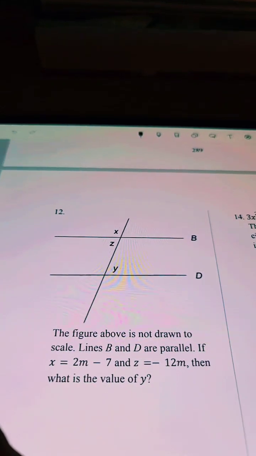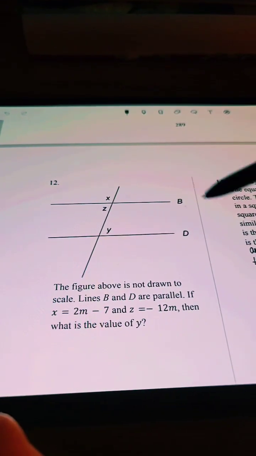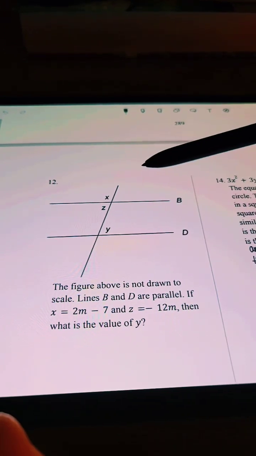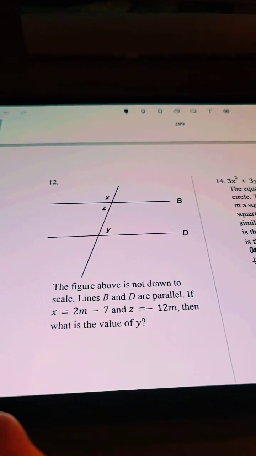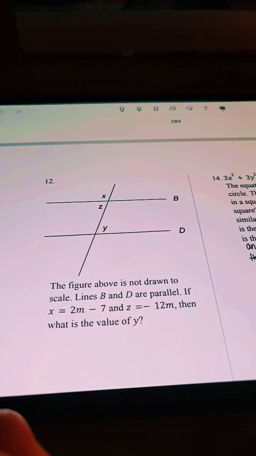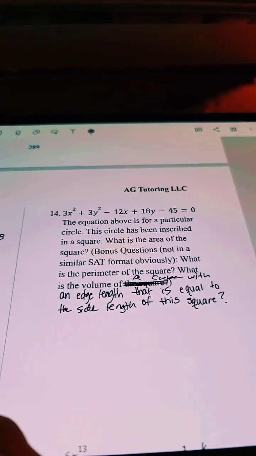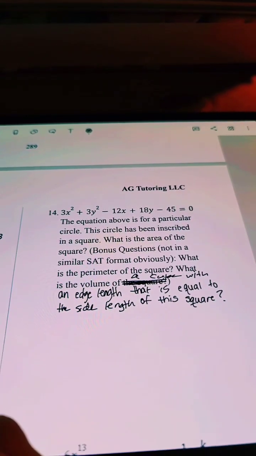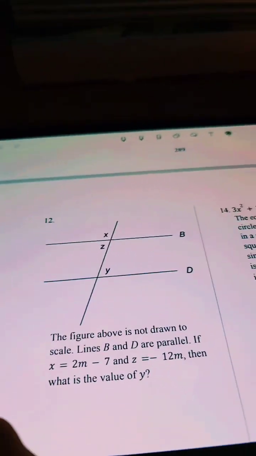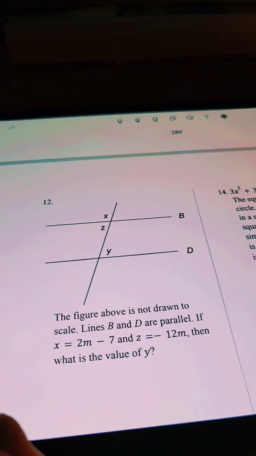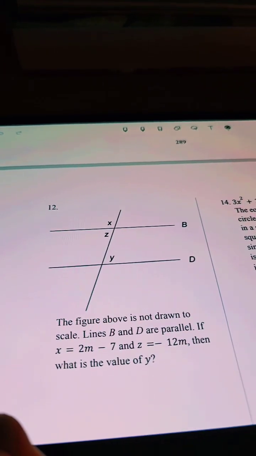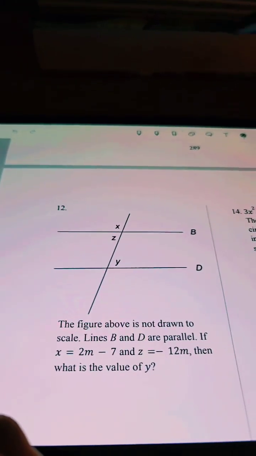Okay, so let's go to number 12. We have this figure with these parallel lines right here. The SAT is not typically that easy. You're going to see some other problems. For instance, for number 14, we have to know how to complete the square. So there are more advanced things, but you do get some freebies thrown at you and some review stuff to see if you remember things from way back when.